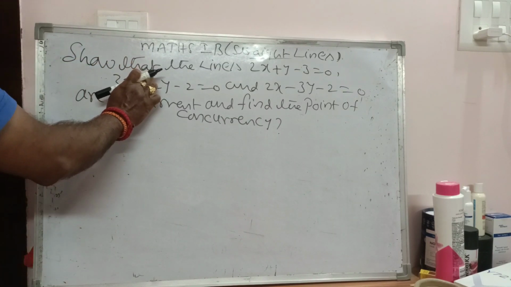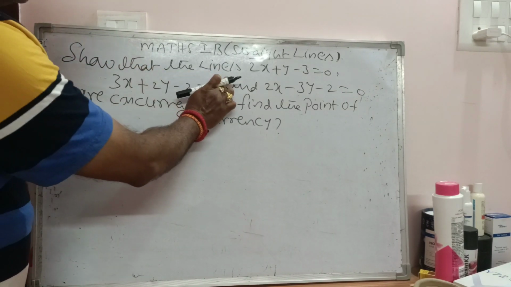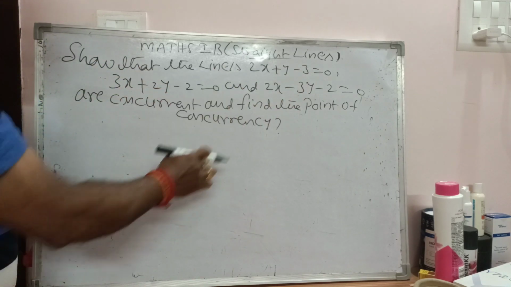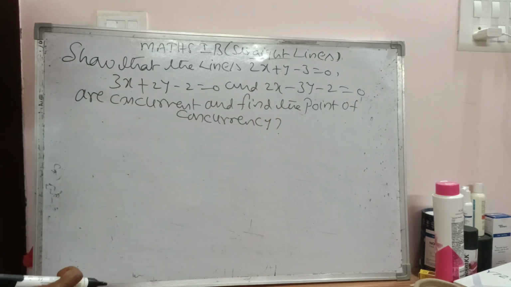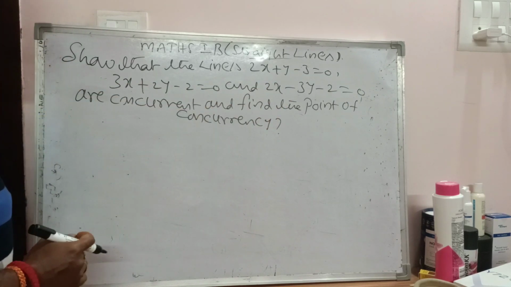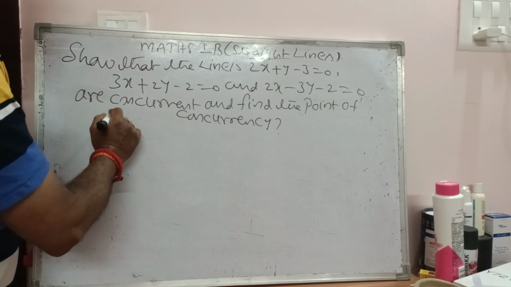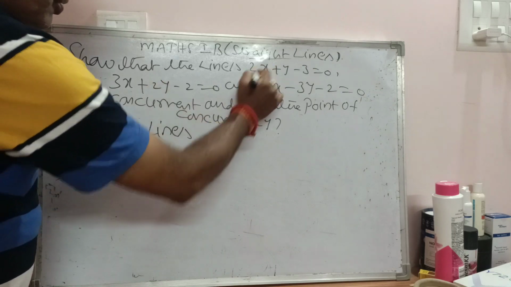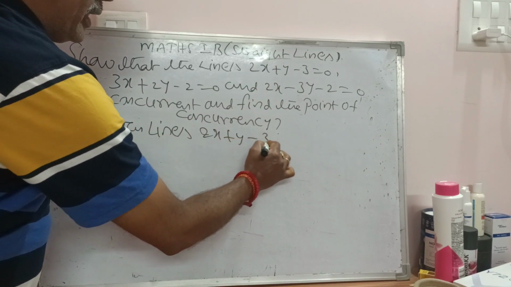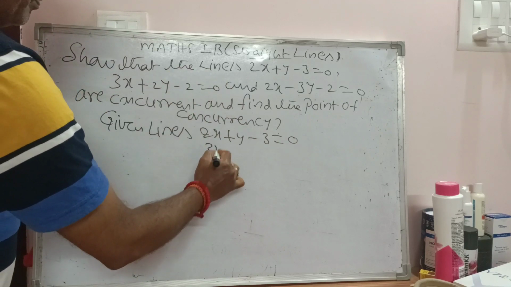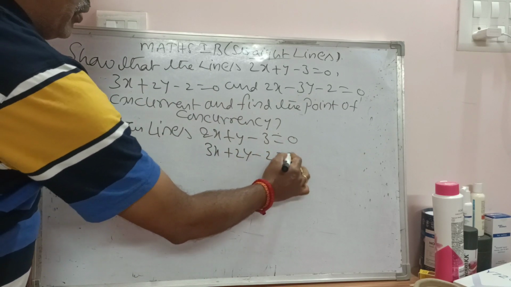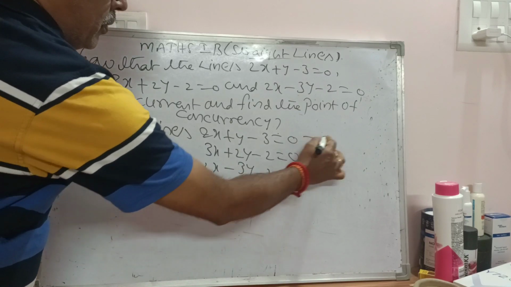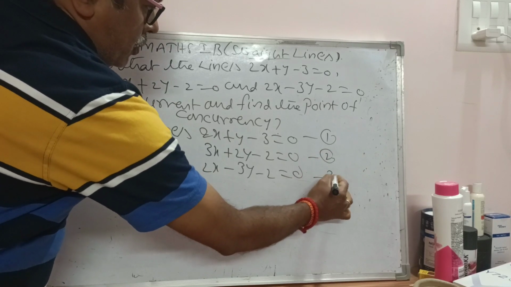Let's have one more model of this same concept. Show that the lines 2x plus y minus 3 is equal to 0, 3x plus 2y minus 2 is equal to 0, and 2x minus 3y minus 23 is equal to 0 are concurrent, and find the point of concurrency. Here, the given lines are 2x plus y minus 3 is equal to 0, 3x plus 2y minus 2 is equal to 0, and 2x minus 3y minus 23 is equal to 0. Let them be 1, 2, 3.